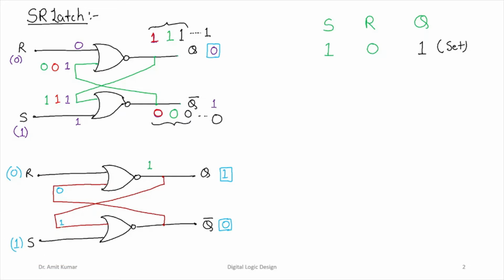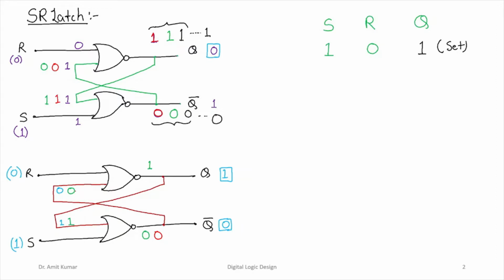If you look at this 1 1, the output of the NOR gate is going to be a 0. Again, this 0, from the feedback path, will be made available to the input of this NOR gate. Now if you look at this 1 and 1 NOR 1, the output is going to be a 0.